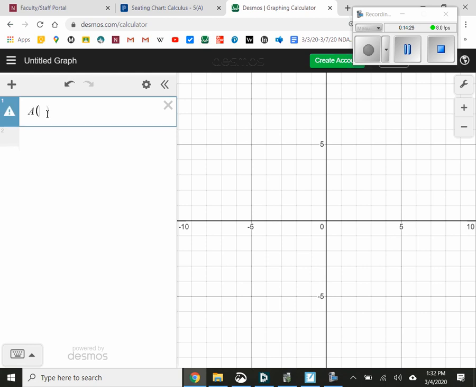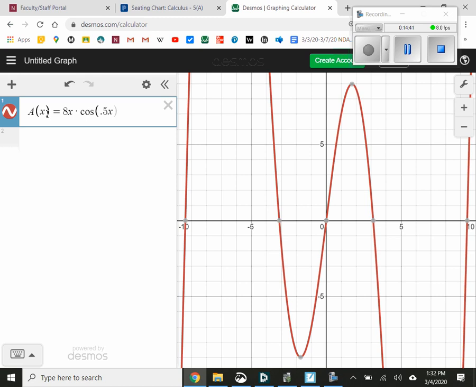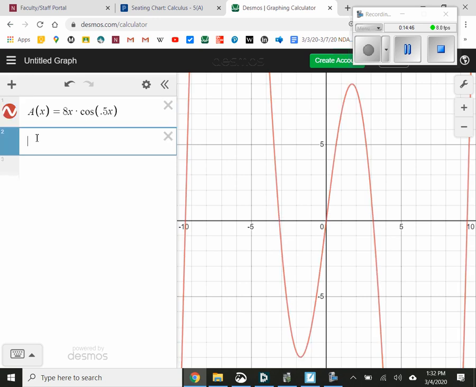Area with respect to x. What's the area formula? 8x times cosine 0.5x. Okay, there. Ooh, look at that. Wow. All right, and let's just call it b of x, my derivative.